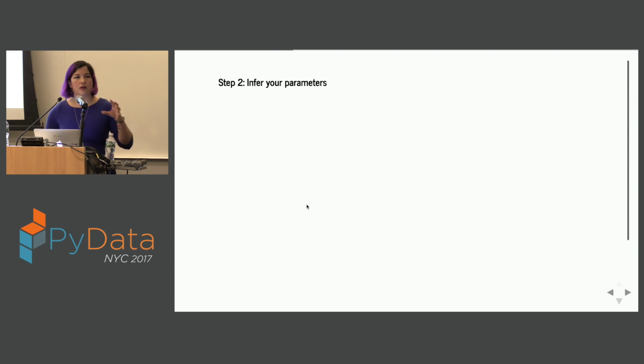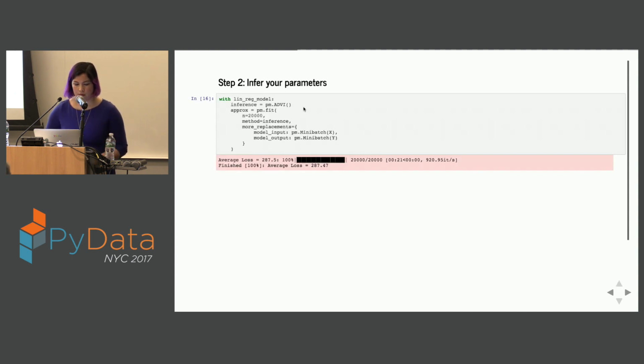All right, now that our model is set up, we have to infer our parameters. I actually use ADVI in this case, but you could also use a sampler if you wanted to. I instantiate an instance of the ADVI class, and then you just call the PyMC3 fit method, telling it how many iterations you want it to do and what method of inference you want. More replacements let you put different data in as you're fitting your model.